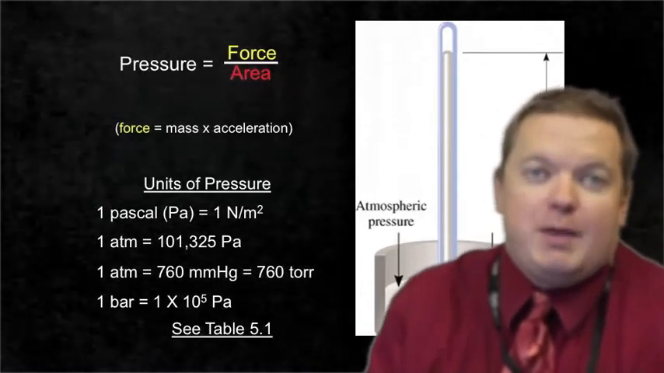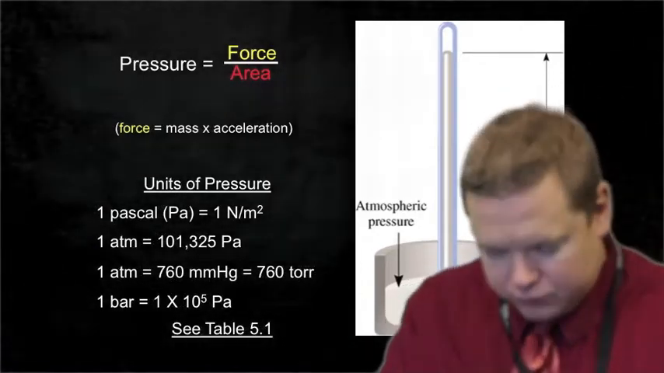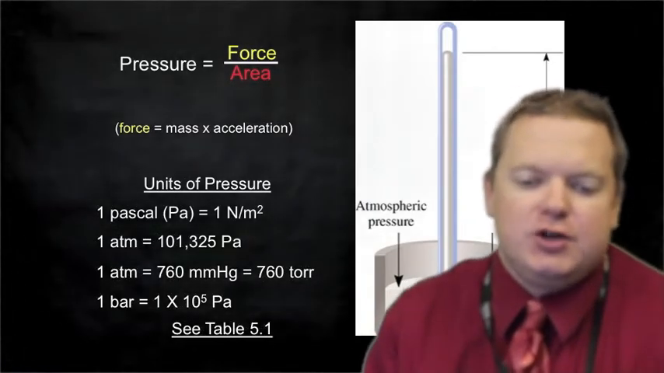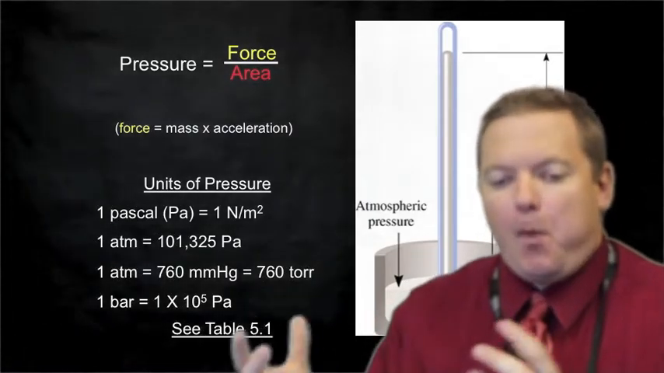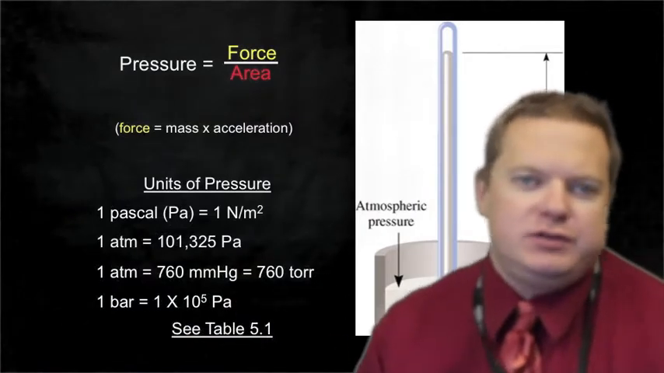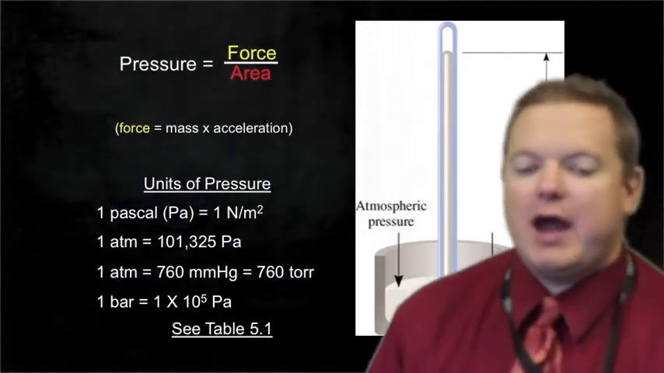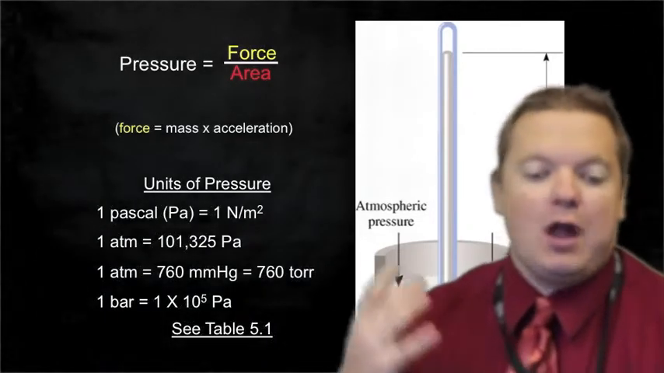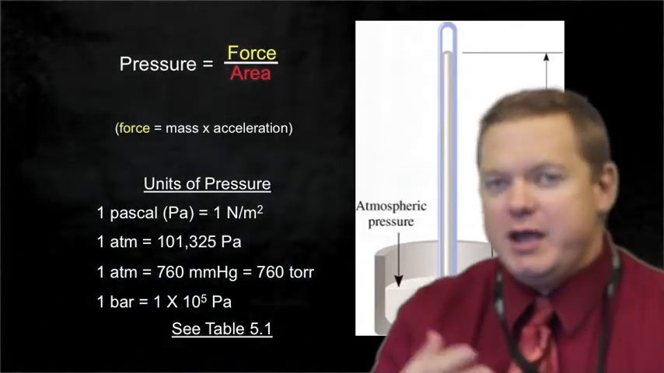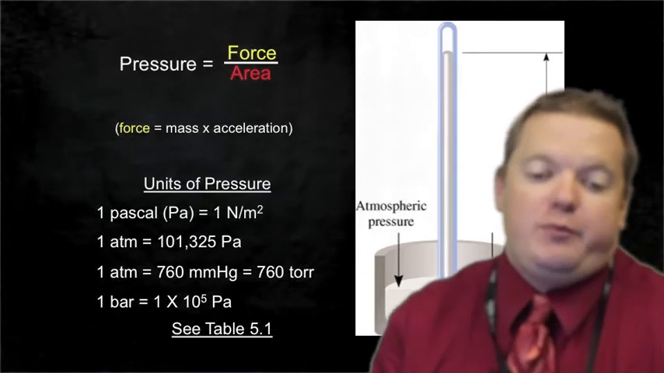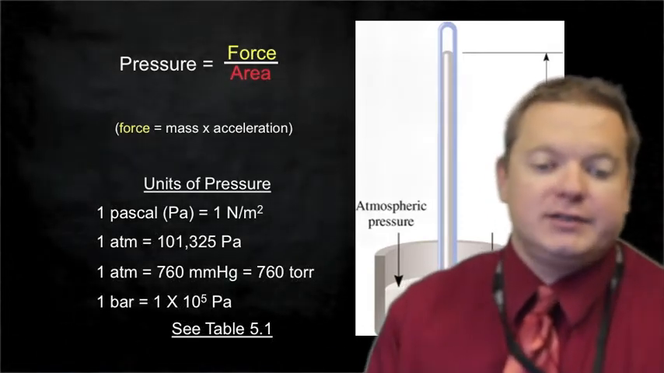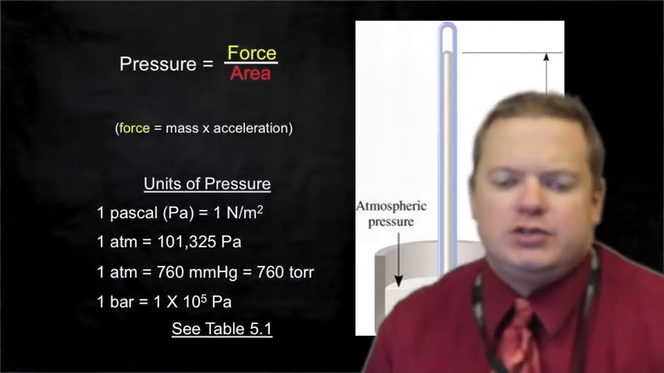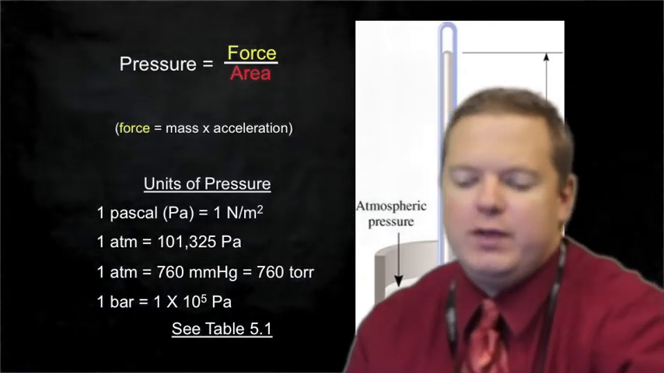Typically we're going to work with atmospheres. Actually, it may not be the SI unit, but it's the unit we're going to use most commonly. But we can convert between these units just like we did with any other dimensional analysis or unit conversion from the very beginning. I suggest you look at table 5.1. It shows all these units and the value of pressure at sea level for all of them. But we're going to be able to convert between them, basically knowing that it's a unit of pressure.